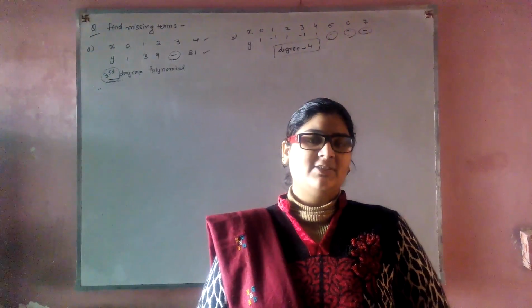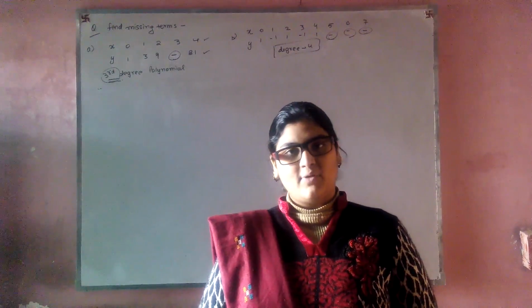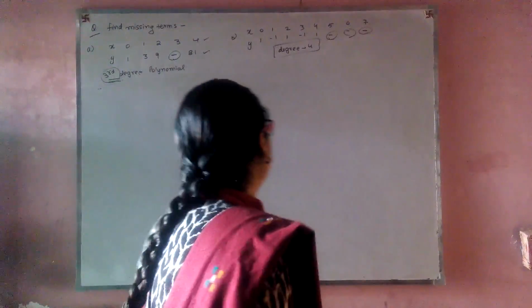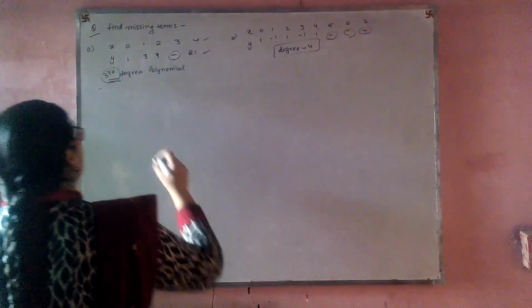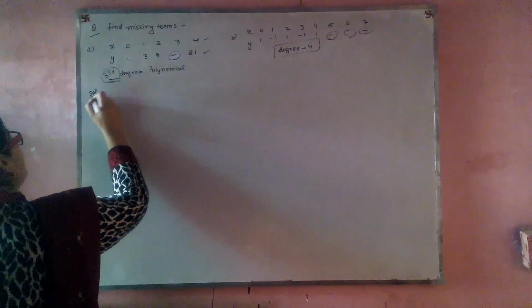Welcome to my new video, which is based on the significance of Newton's forward difference operation table. Here we have to find out the value of missing terms. How can we proceed? It is like this.